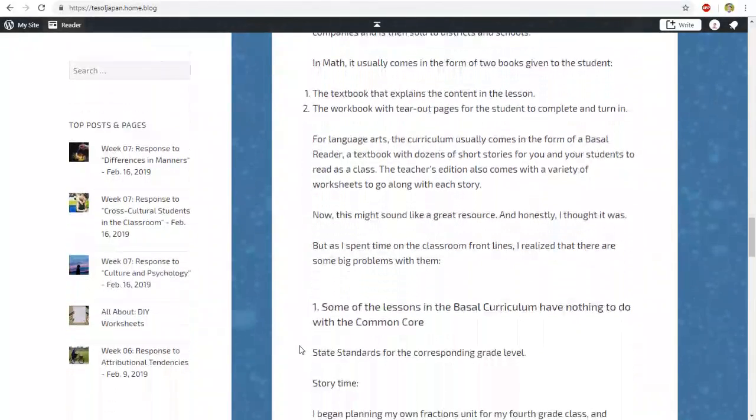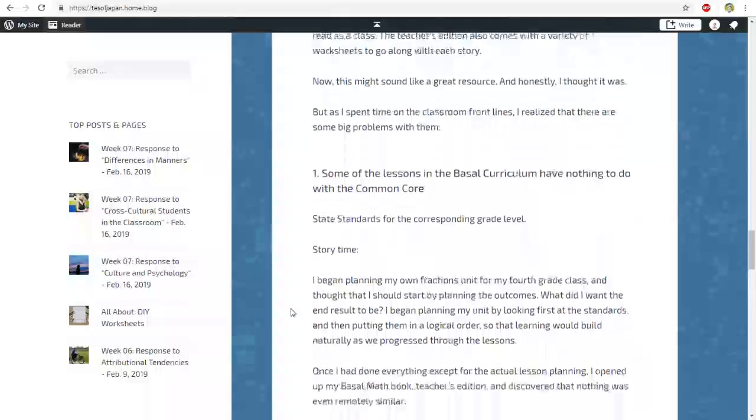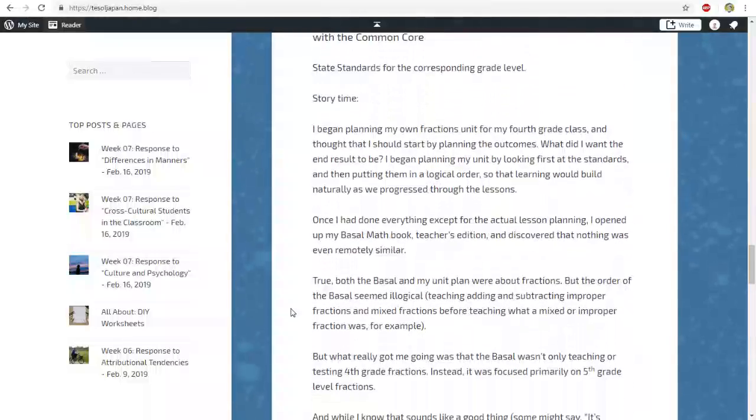Language arts, it's a Basil reader. It's got dozens of short stories for your students and you to read as a class together. And usually the teacher edition has the worksheets that you can use that have grammar, quizzes, and writing prompts. And it's just a really great resource. But there were a couple of problems.